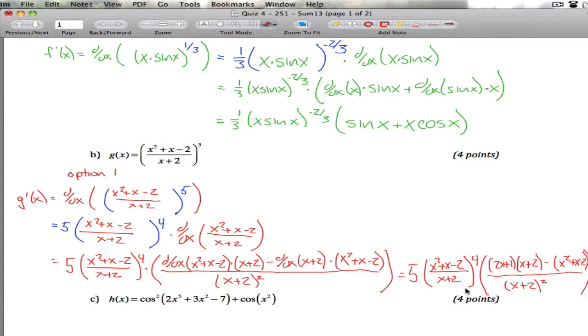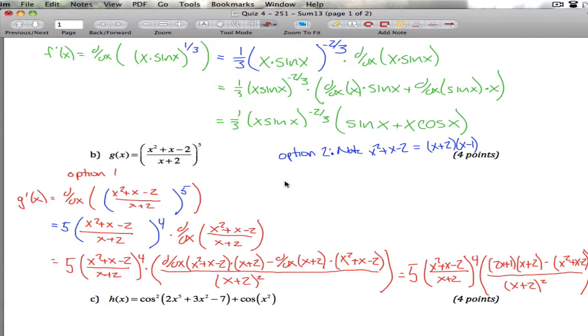This can simplify, but I don't really care if you simplify, so I'm going to leave it just like this. Perfectly good final answer. Another way you can do this problem, maybe we'll call it option 2. I can change the color here. And the trick for option 2 is noticing that x squared plus x minus 2 is equal to x plus 2 times x minus 1 if you factor this guy out.